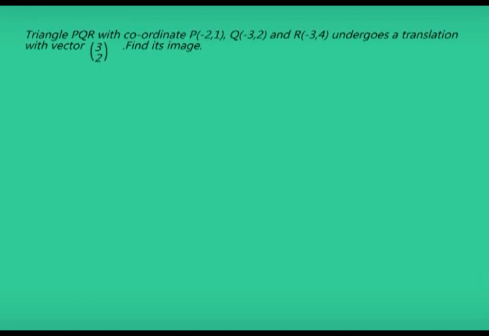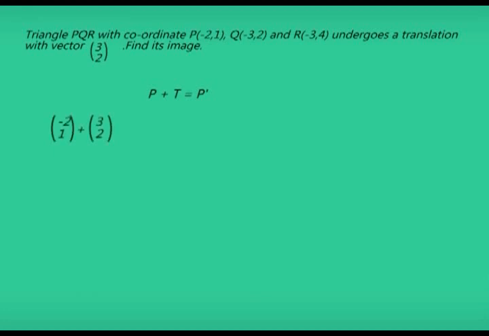For example, triangle PQR with coordinates P minus 2, 1, Q minus 3, 2, and R minus 3, 4 undergoes a translation with vector 3, 2. Find the coordinates of its image. We simply work. P plus the translation vector will give us P prime, the image of P. Then we write the coordinates as column vectors and add them.